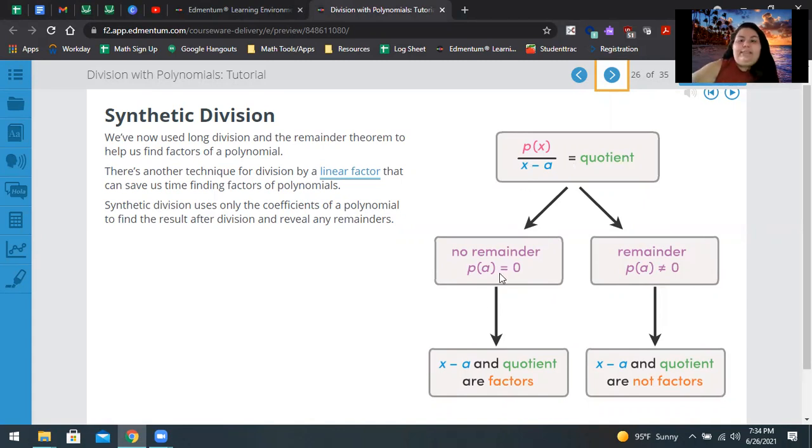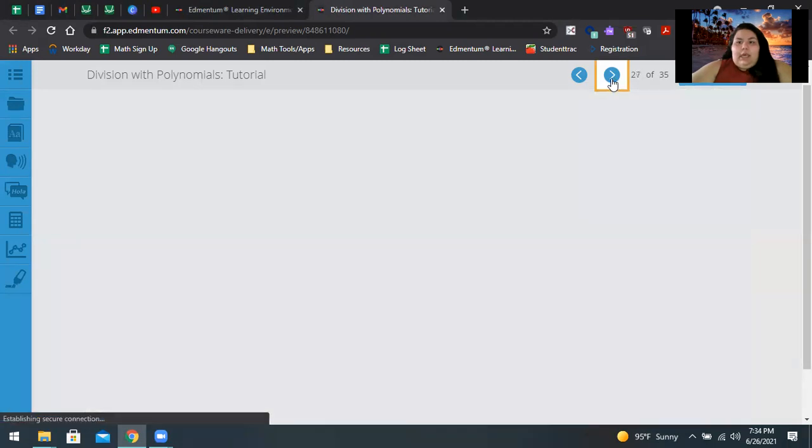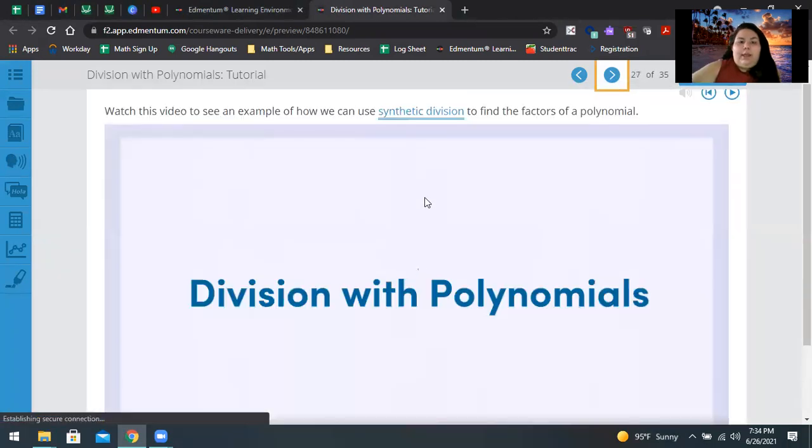The same rule applies. If you have no remainder, that means it's 0, right? This idea is coming from the remainder theorem. If you do have a remainder, then P of a does not equal 0. X minus a and the quotient are not factors. Why do we tend to like synthetic division? I will show you a little bit why.